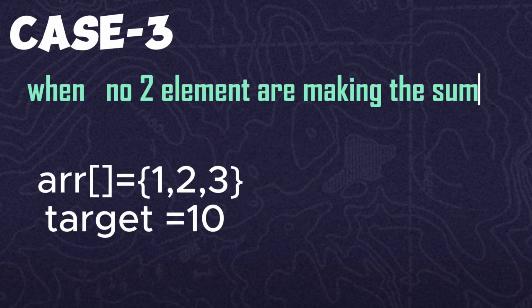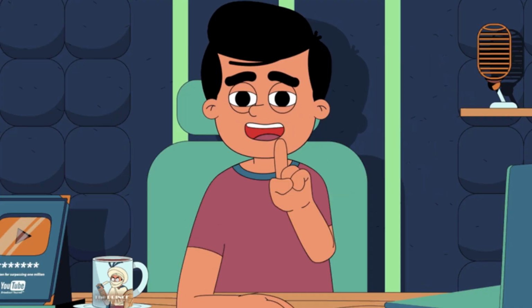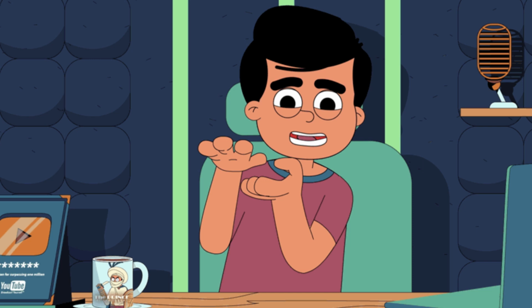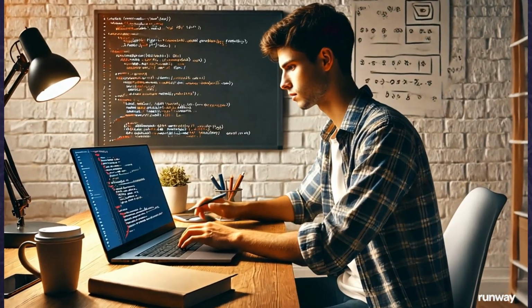Okay, and case 3. In this case, we have the array 1 2 3 and the target is 10. So in this case, no two elements make the sum equal to the target value. So these are the three different edge cases that we should check in code. Testing ensures your code is robust and bug free.